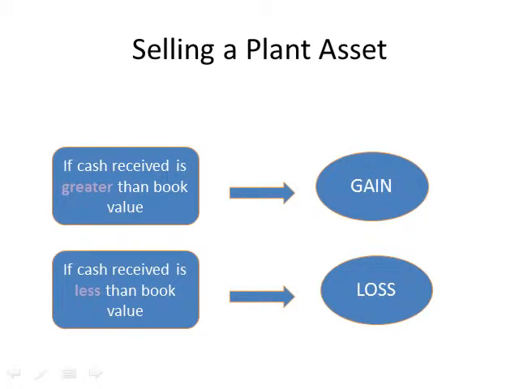When plant assets are sold for cash, a gain or loss can be incurred. If the cash received is greater than the book value of the asset at the time of the sale, a gain is recorded. If the cash received is less than the book value, a loss is recorded. That's why we've got to be careful to ensure that the net book value of the asset is up to date and at the same point in time as the sale.